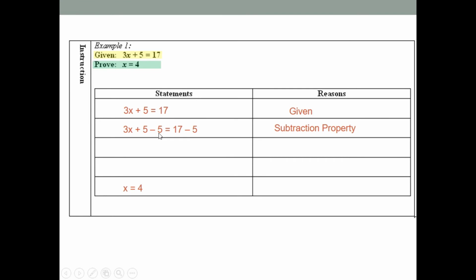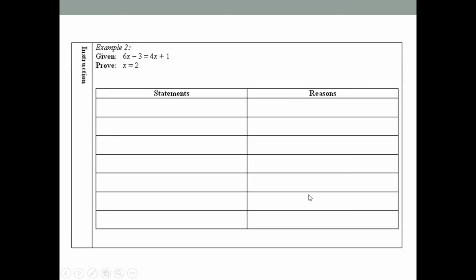The next step: 5 minus 5 is 0, so I just have 3x on the left. 17 minus 5 is 12. Whenever you take something and simplify and rewrite as the end result, that is substitution. I'm substituting 0 in for 3x. I'm substituting 12 in for 17 minus 5. From here, the next thing I would want to do would be to divide both sides by 3 to get x by itself, and that's the division property of equality. Then instead of 3x divided by 3, I'm writing 1x. Instead of 12 divided by 3, I'm writing 4. So that's simplifying. So that is the substitution property again.